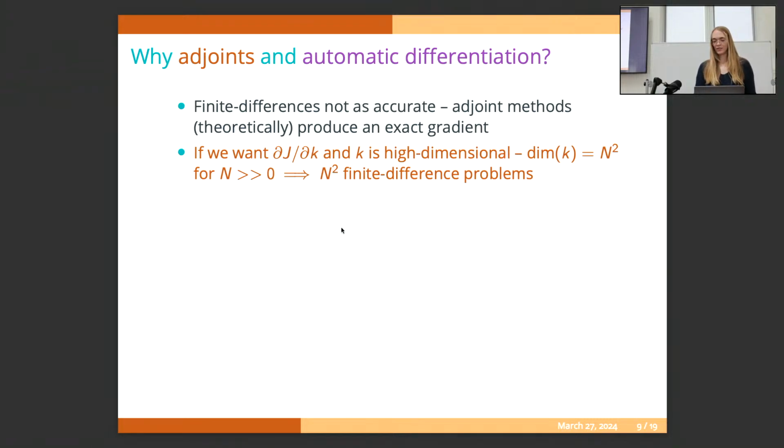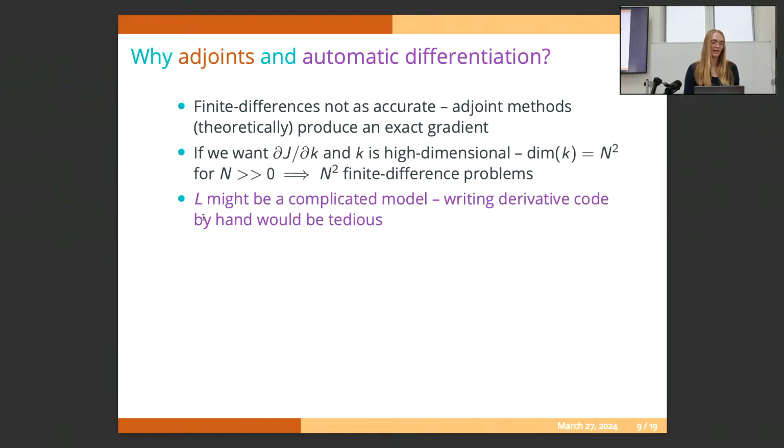Another place that adjoints really shine is if we have a high-dimensional control space. This is to say I have some loss function, and I want to take a derivative of my loss function with respect to something that's high-dimensional. This can just be your initial condition, and even for a coarse model, your initial condition might be 100 by 100. If I wanted to do this with finite differences, I would need to do 100 squared finite difference problems, and I'd rather not do that, but adjoint methods can find this derivative for me all at once.